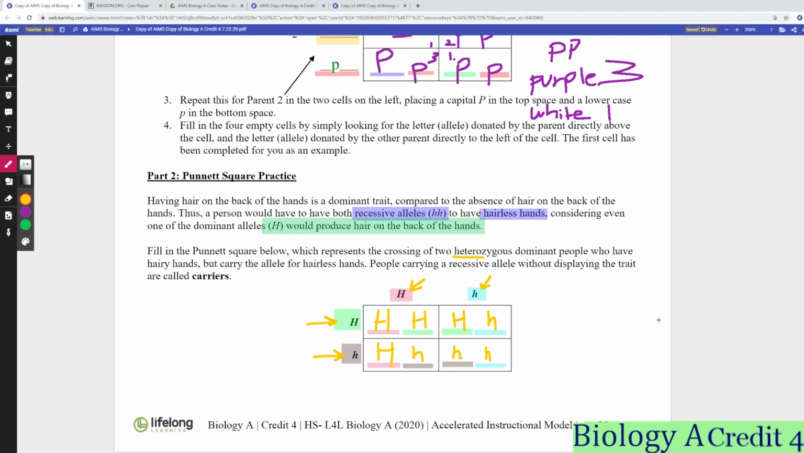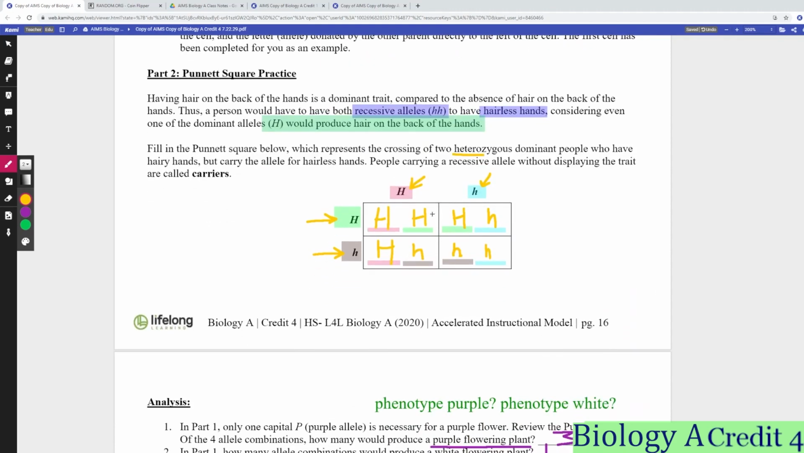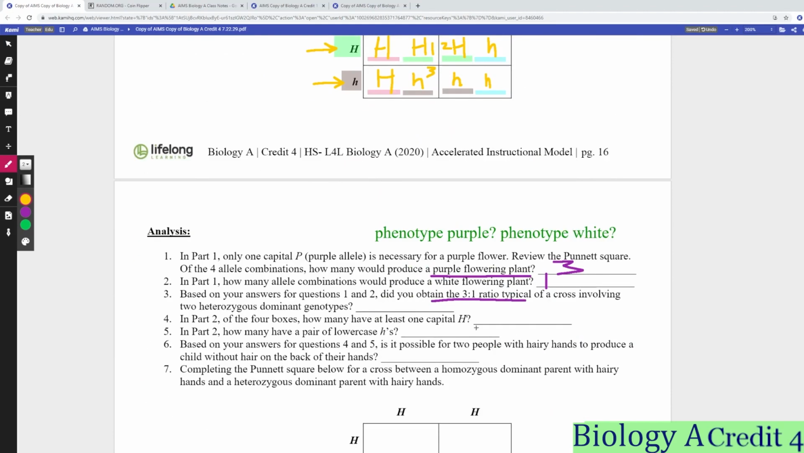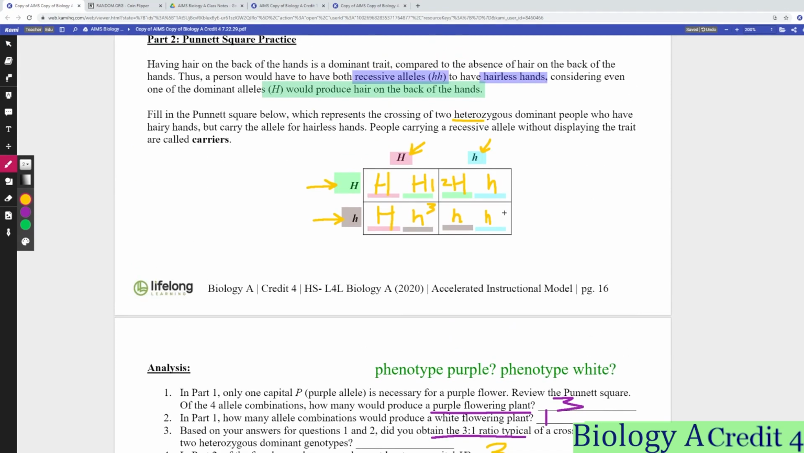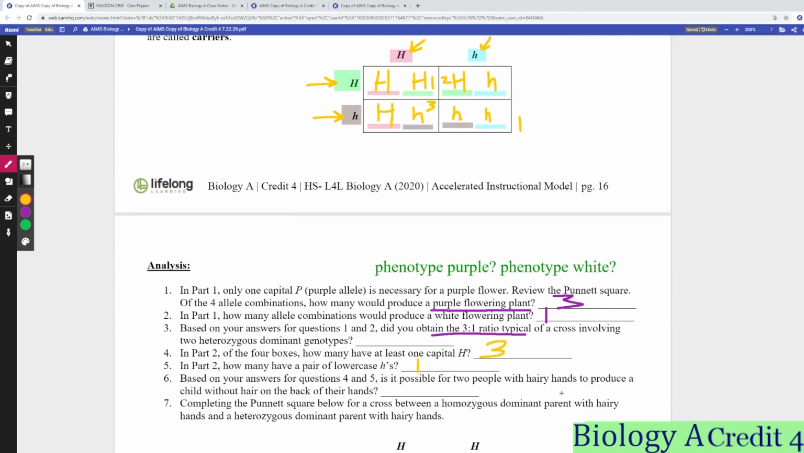So out of all these boxes, how many boxes have at least one capital H to dominate our conversation, to make this individual have the phenotype of hairy hands? We got 1, we got 2, we got 3. So we have 3 boxes with a capital H. So we're going to put 3. And then, how many boxes have 2 little h's for the recessive trait of no hair on your hands? Well, we just got 1. So here we have 1.